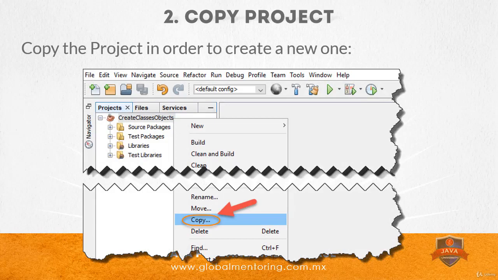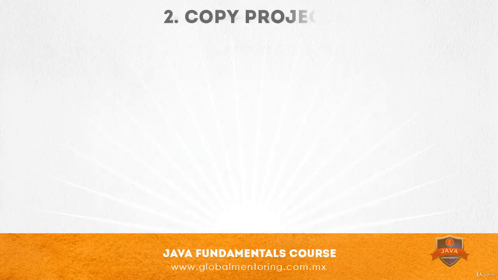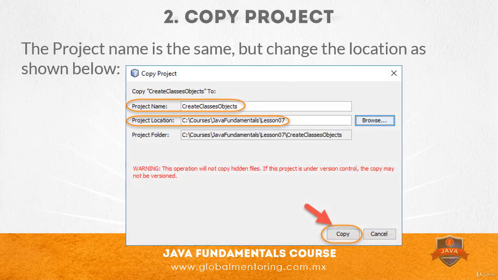We are going to copy the project in order to create a new one. So right-click on the project and click on Copy. The project name will be the same, Create Classes Objects, but the project location will change to Lesson 7. And click on Copy.